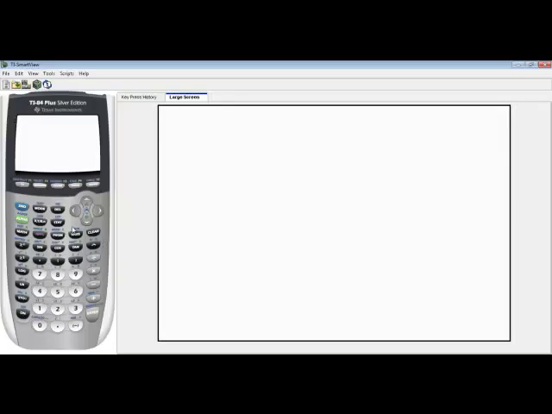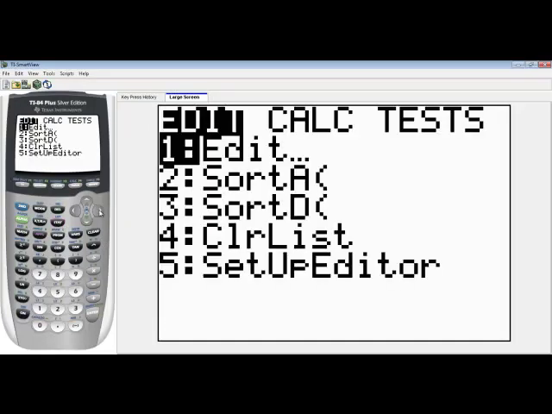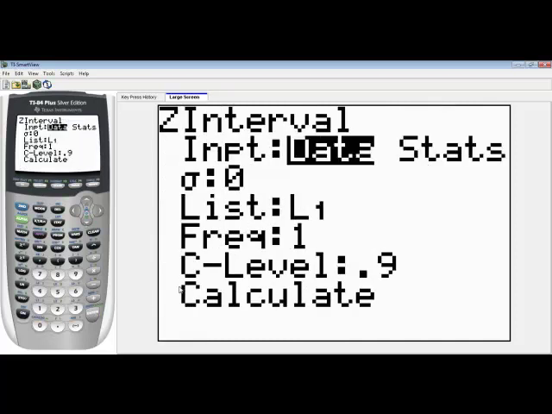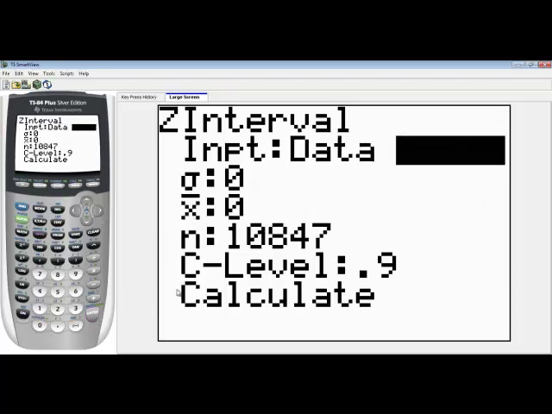We need a Z interval this time, so Stat, over to Tests. This time I want number 7. I can go down to number 7, or you can just hit 7. Either way, I'll go ahead and go down to number 7 here and hit Enter. And I want this on Stats, so I'm going to move that over and hit Enter to move this over to Stats because I have the mean and the standard deviation.